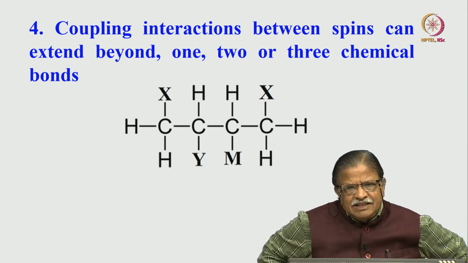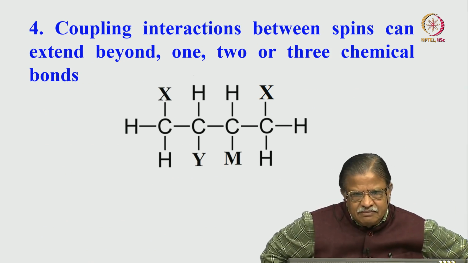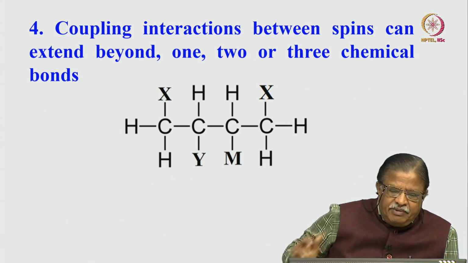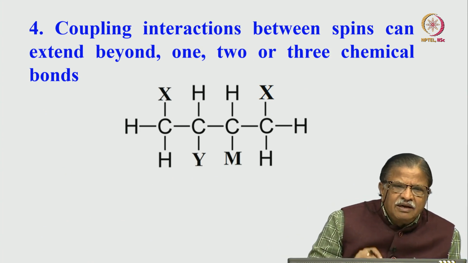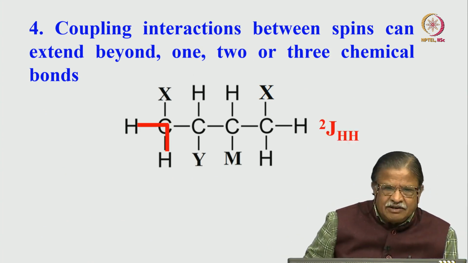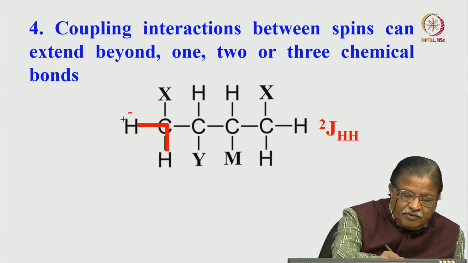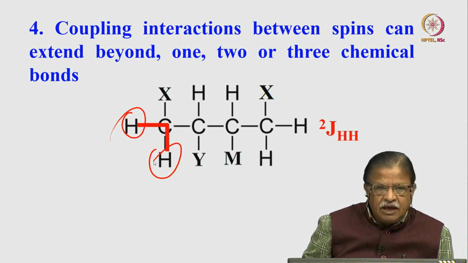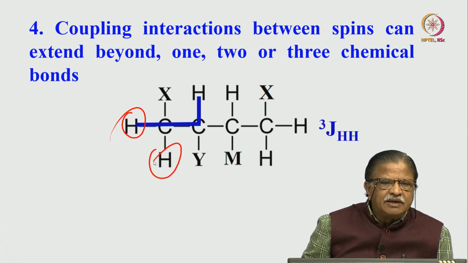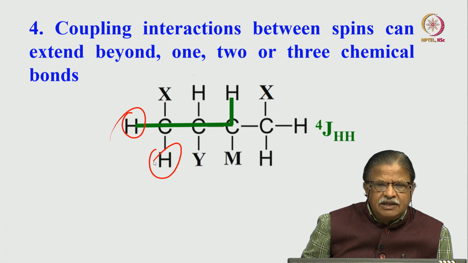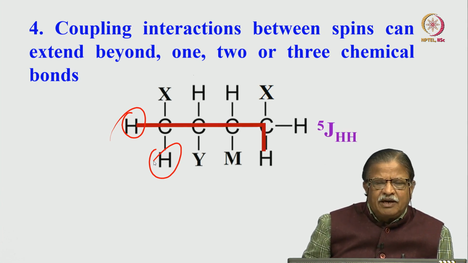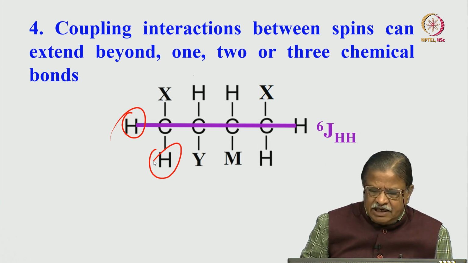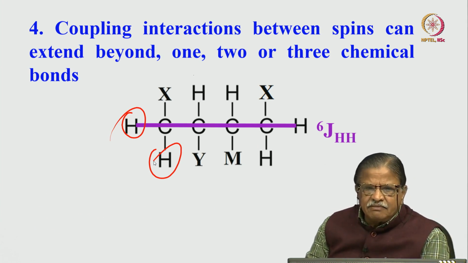The coupling interactions between two spins can extend beyond 1 bond, 2 bonds or 3 chemical bonds. For example, this proton to this proton interaction is a 2 bond coupling. This to this is possible, a 3 bond coupling. This is a 4 bond coupling, 4JHH. This is 5JHH, a 5 bond coupling. This is 6JHH, a 6 bond coupling.